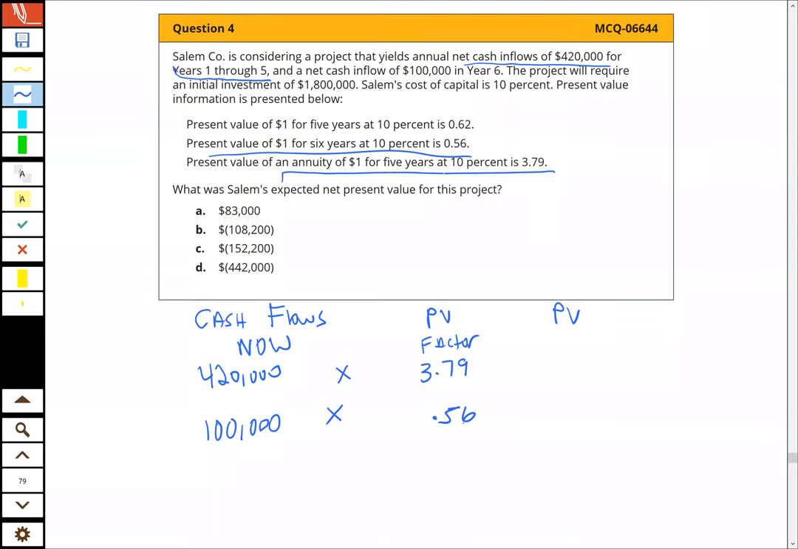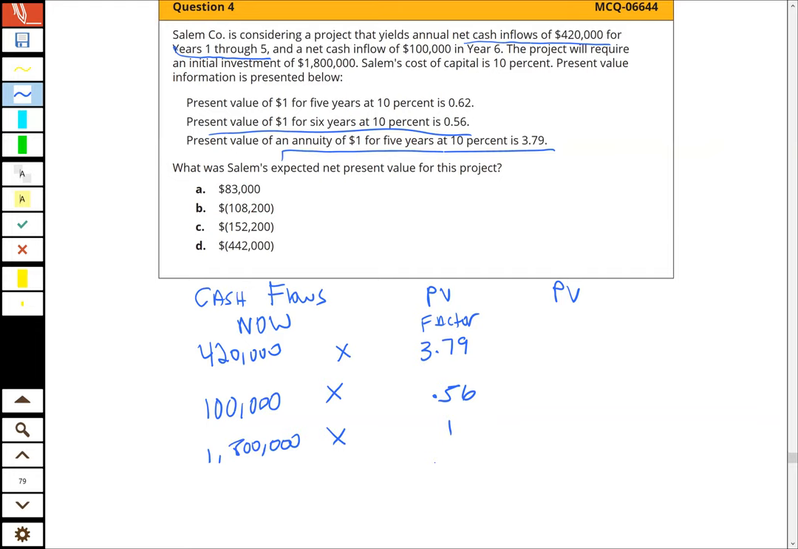And you can kind of see how they're giving me factors in the problem. I'm not having to go to the table or anything. They just want to see, do you know what factors to pick up here? Really that was what this question was all about. They say that the project has an initial investment of 1,800,000. That one's easy because I don't have to really discount that, but I'm just going to stay consistent with my table here and say that it has a factor of 1. And then they tell me Salem's cost of capital is 10%, like I said. Maybe that's something that management comes up with using the capital asset pricing model or something.